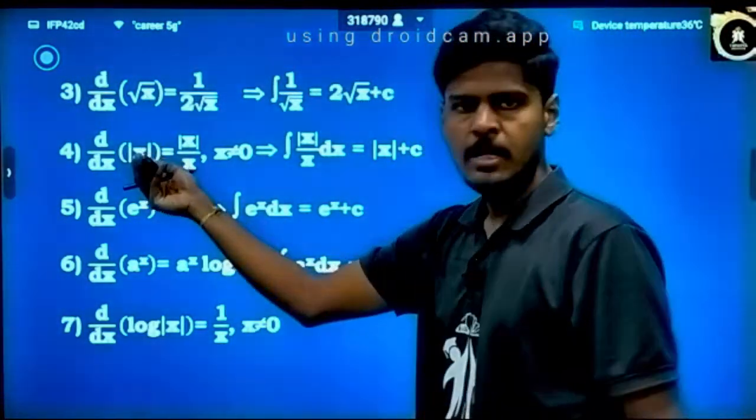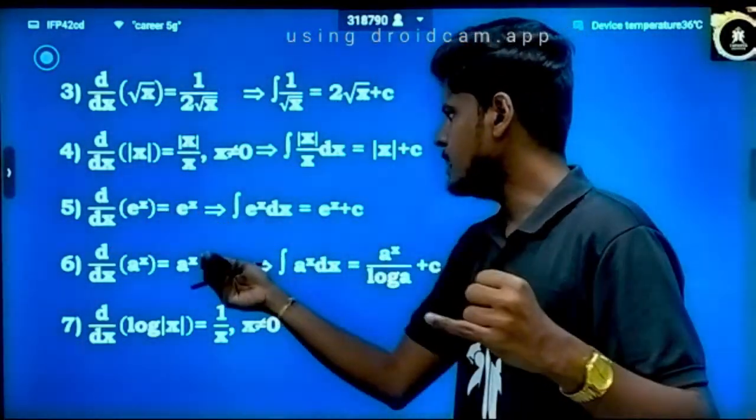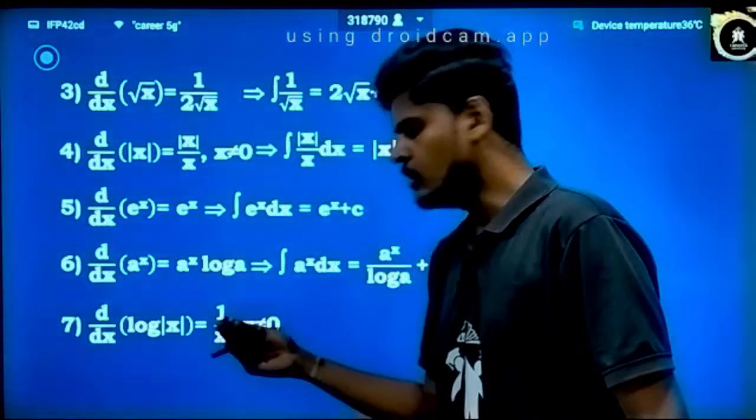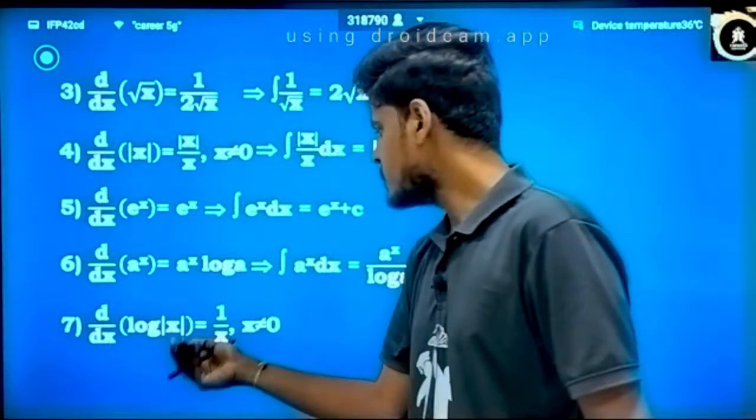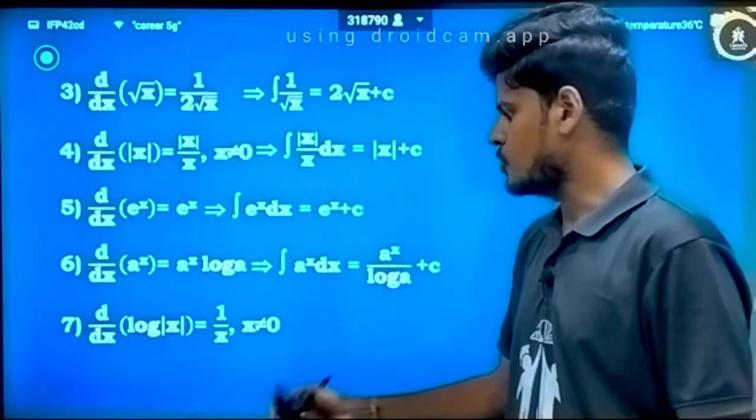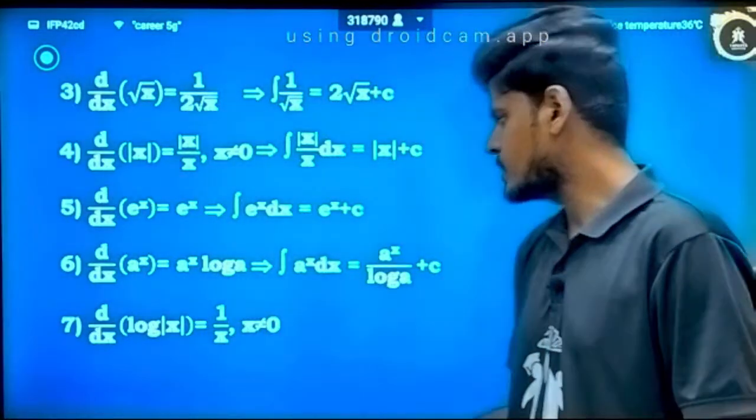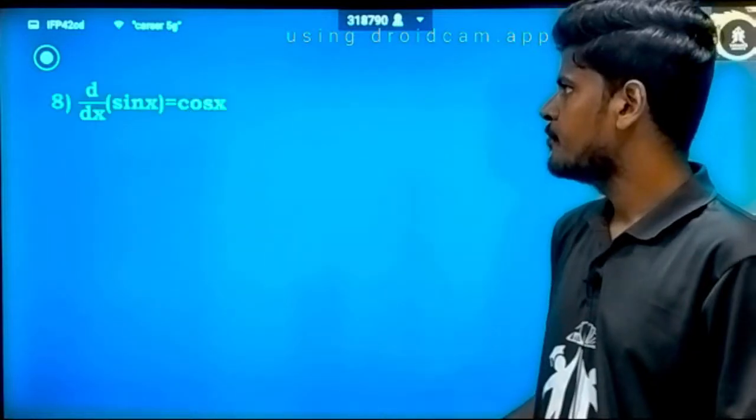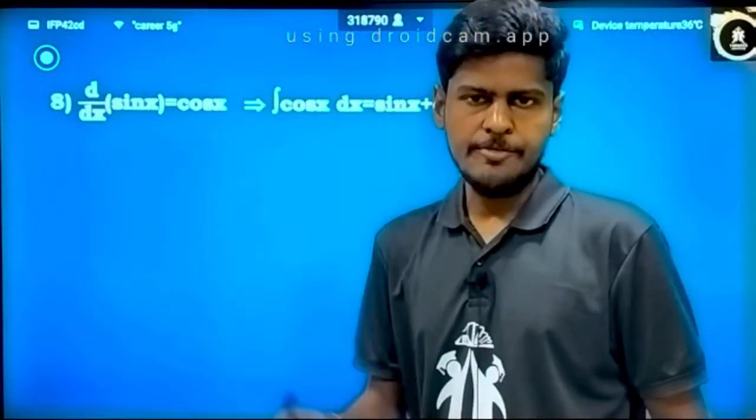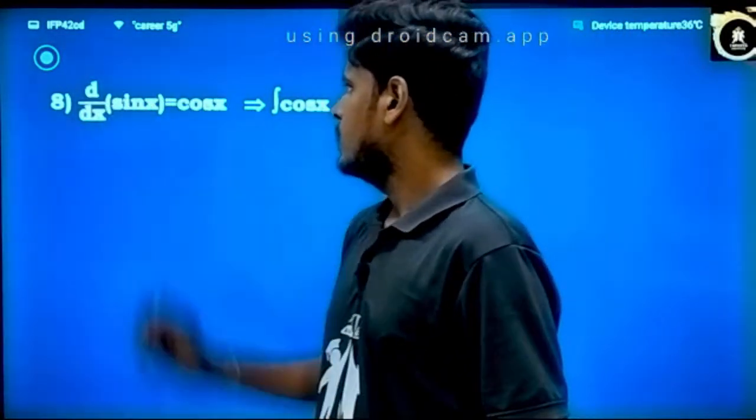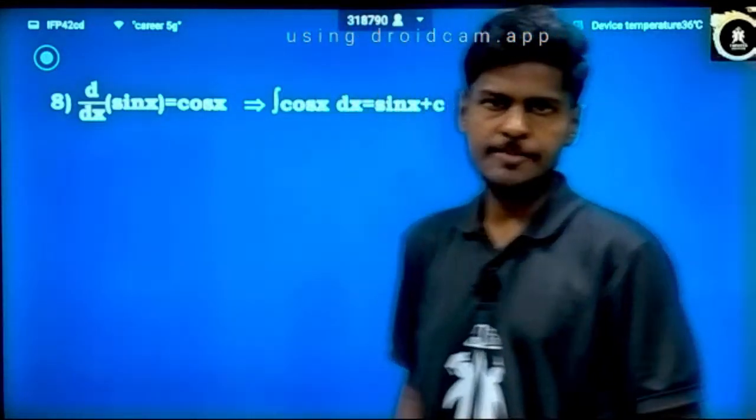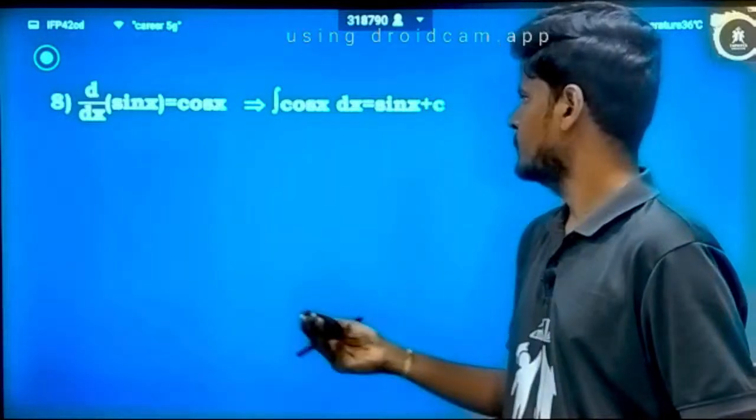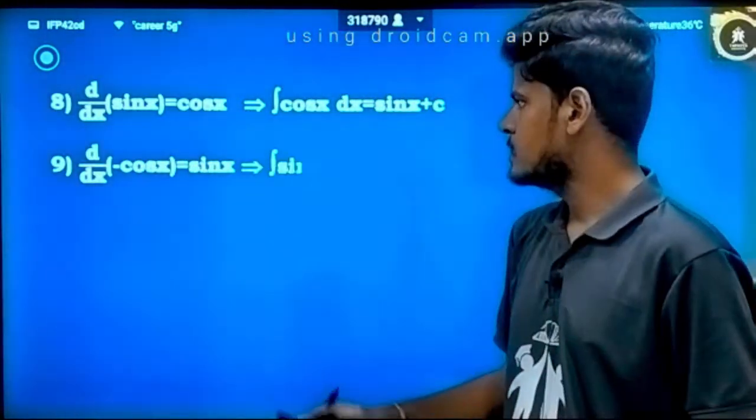Up to now we have seen algebraic types of functions and then exponential functions, that is e power x and a power x. Then we will go to log functions. Log x differentiation is 1 by x. So integral 1 by x will be log x, just the reverse. Now trigonometric functions. Differentiation of sin x is cos x. So what is the integral of cos x? Sin x.